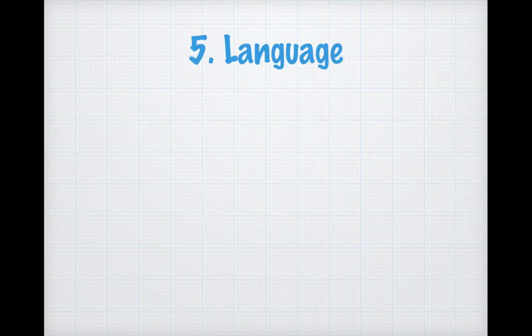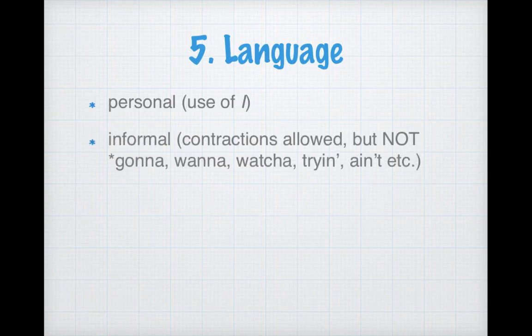Now moving on to the language that is used for blogs. As you have already heard, a blog is something very personal. So for that, obviously, you can write in a very personal style, meaning that you can use personal pronouns such as I. Secondly, the language can be informal. So you can use contractions. Contractions are, for example, I'm, she's, there's, I'd, I'll, you'll, and so on.